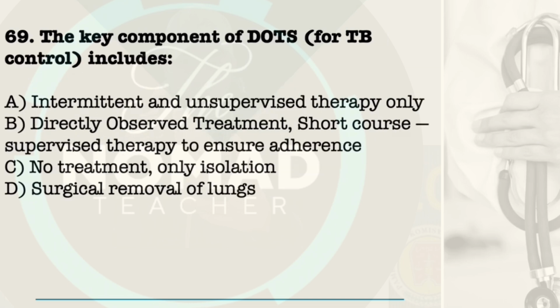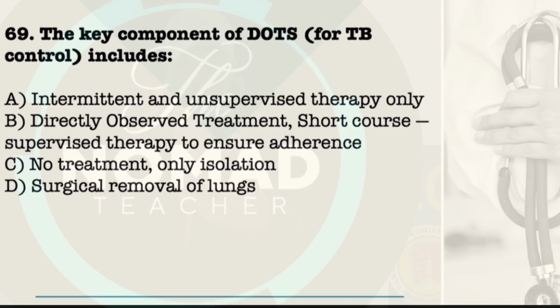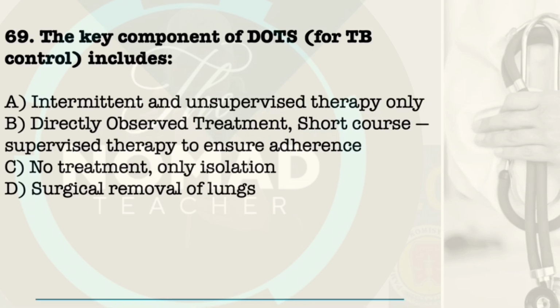69. The key component of DOTS for TB control includes: A. Intermittent and unsupervised therapy only. B. Directly observed treatment, short course. Supervised therapy to ensure adherence. C. No treatment, only isolation. D. Surgical removal of lungs.